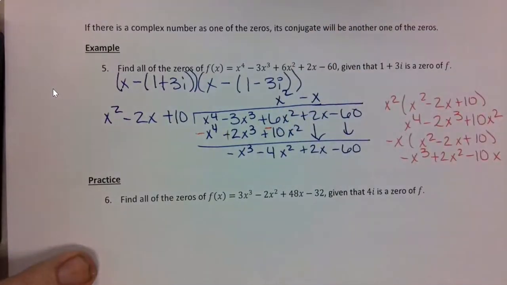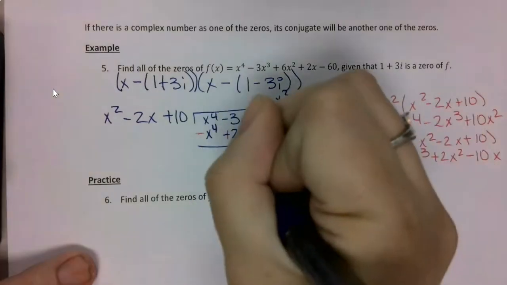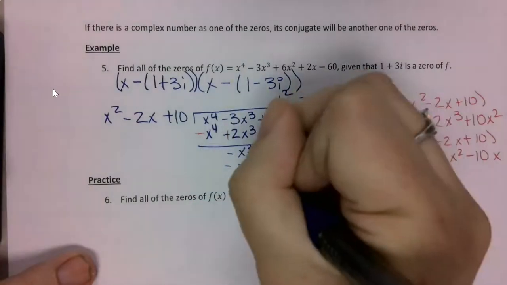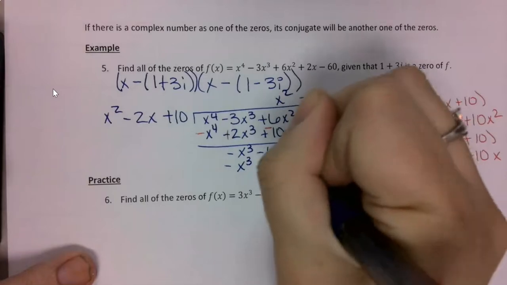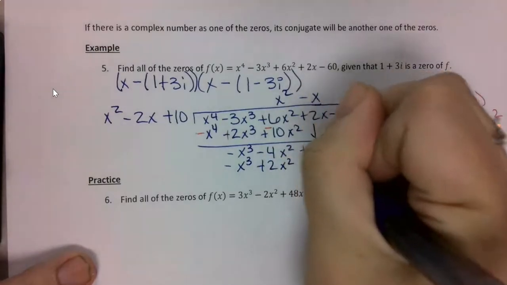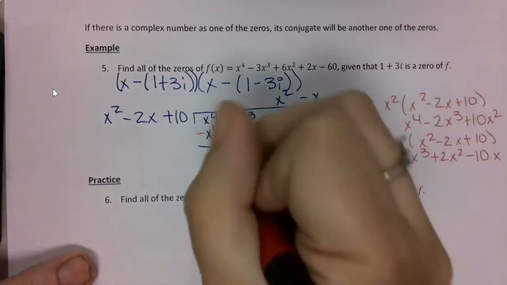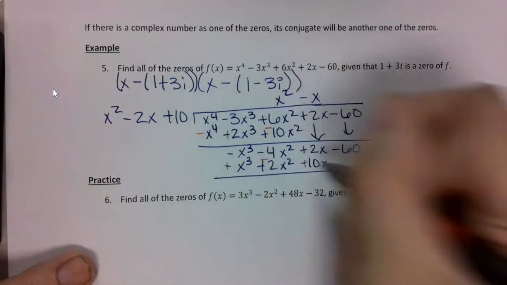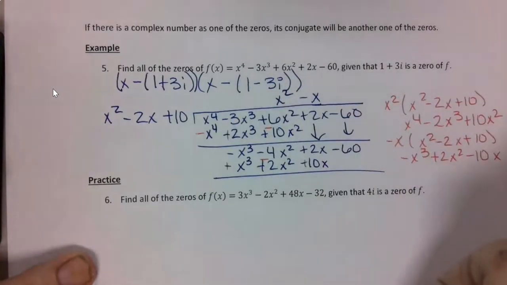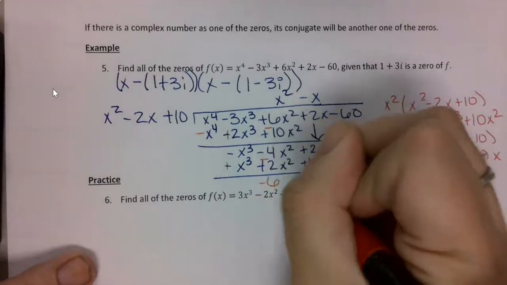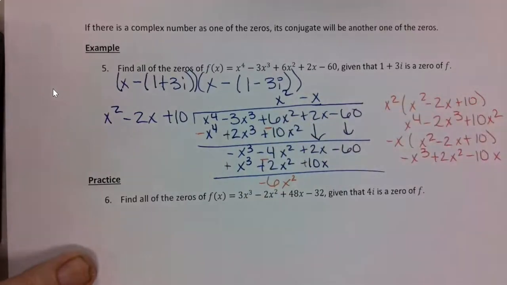Then I want to go ahead and write this down below. I apologize for not giving us enough room. Then I'm going to change my signs and add. So then my x cubes cancel out. I have negative 4x squared minus 2x squared gives me negative 6x squared. Oops, I wanted this in blue.